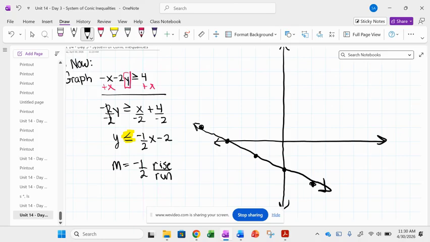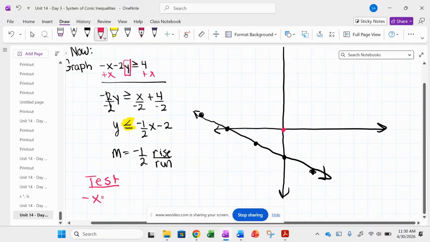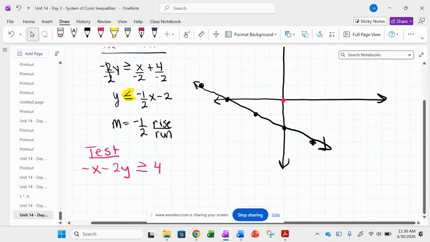Let's say you weren't sure. What you can do is you can test a point either below the line or above the line, because we're either going to shade above it or we're going to shade below it. If 0, 0 is an option, I always like to choose 0, 0 to test. So what's going to happen is I'm going to go back to my original. Negative x minus 2y is greater than or equal to 4. And I plug in 0 for x. I plug in 0 for y.